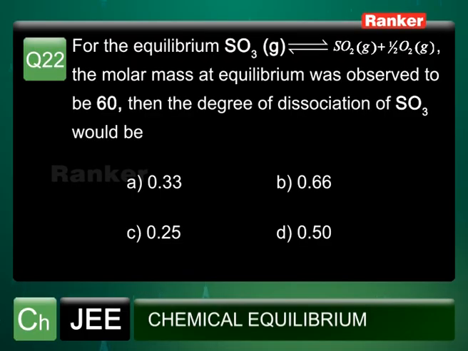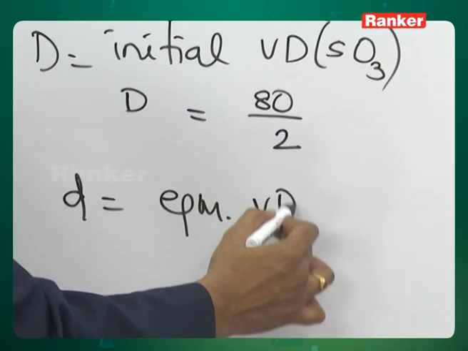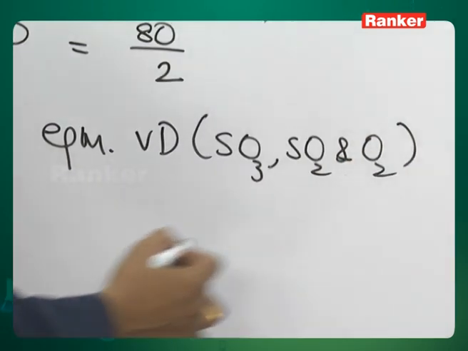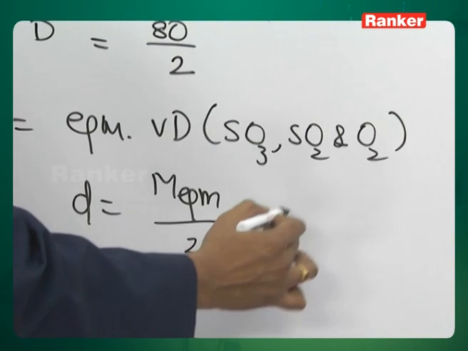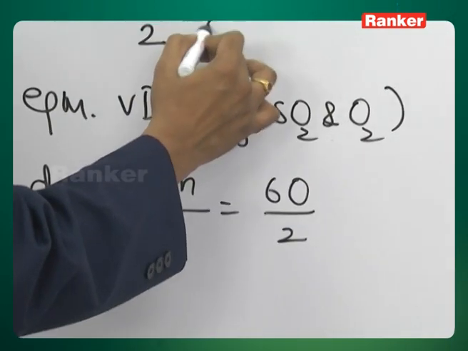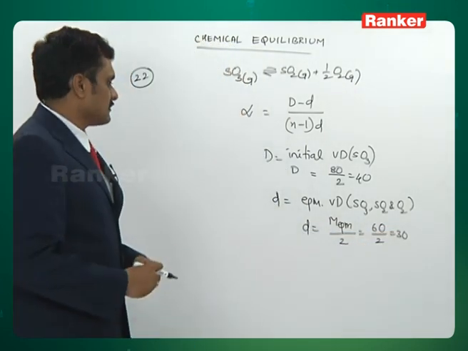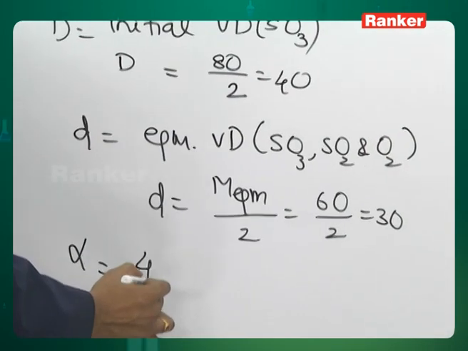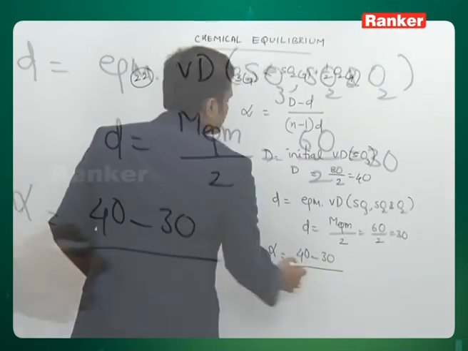Then the degree of dissociation is asked by giving the equilibrium molar mass. The equilibrium vapor density is due to SO3, SO2 and O2. The small d will be equal to molecular weight at equilibrium by 2, which is given as 30 in this case, because the equilibrium molar mass is given as 60 to us. We can find out the value of small d. Now when I substitute in that equation, I have capital D as 40 initially due to SO3, molecular weight of SO3 is 80 upon 2, divided by 30 into n.